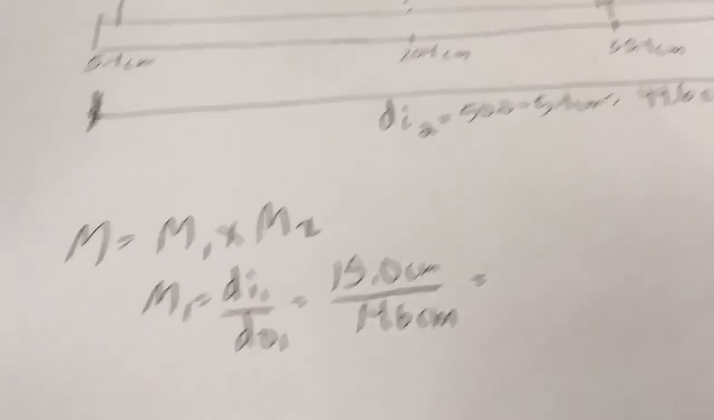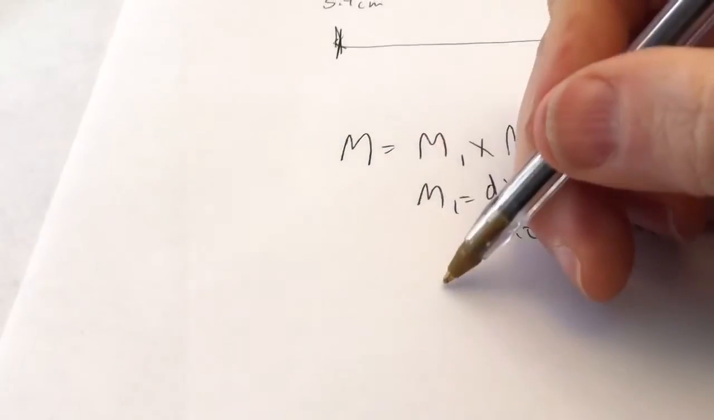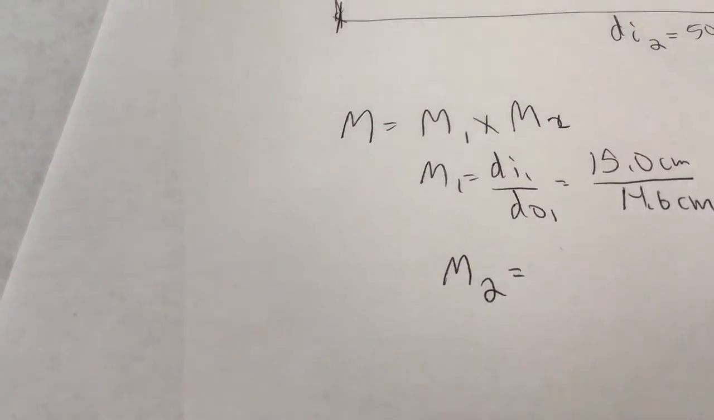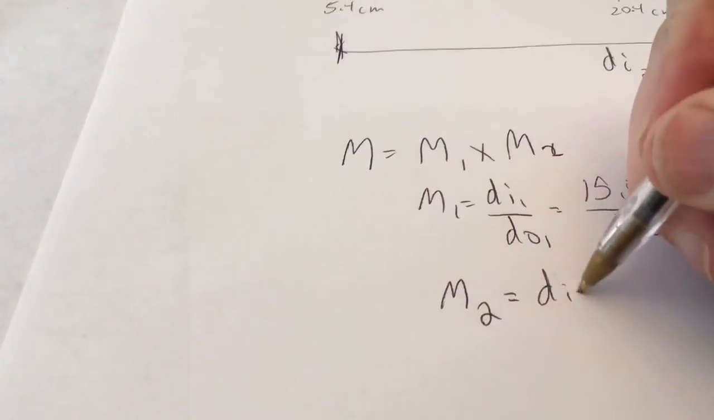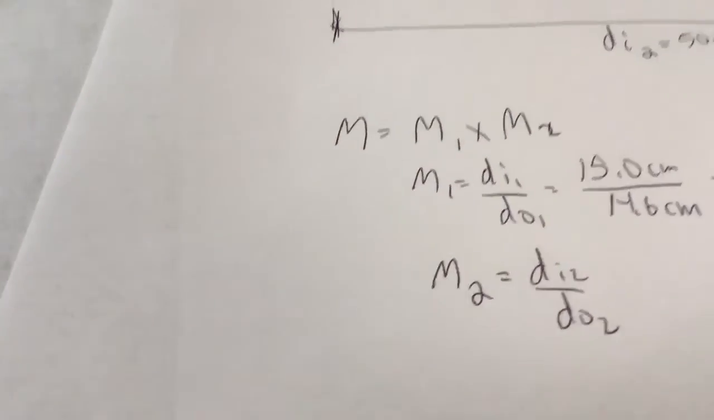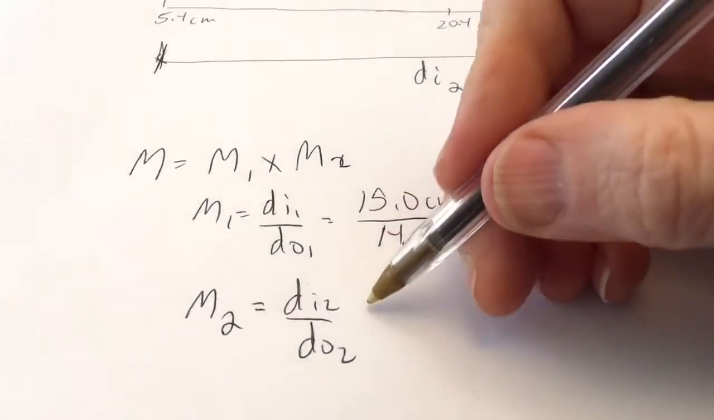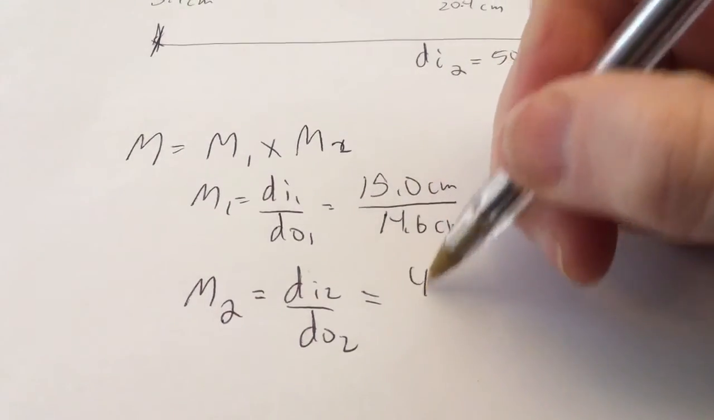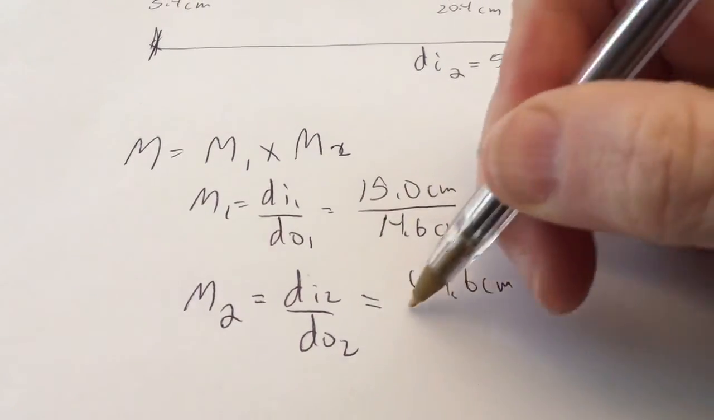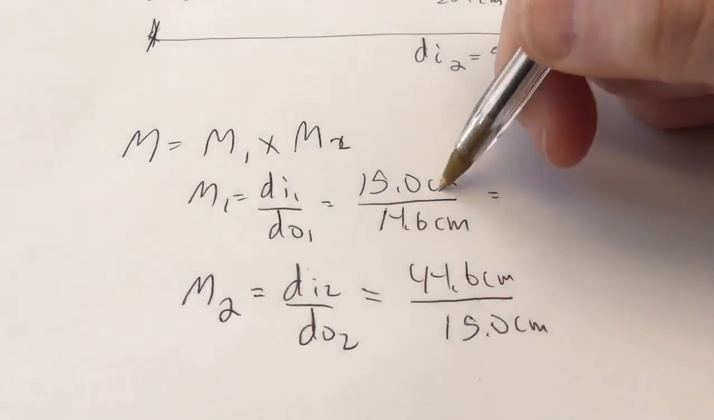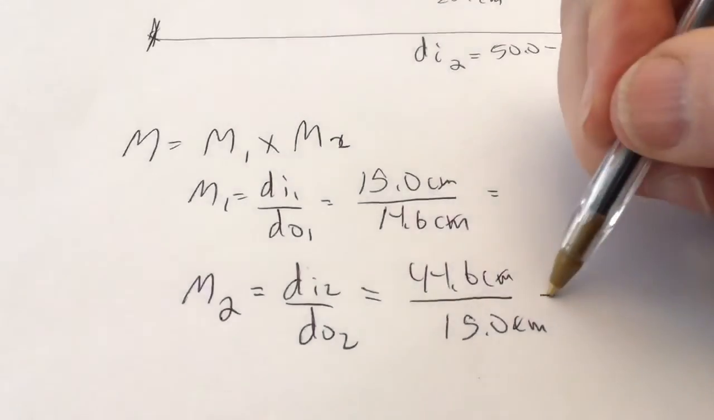So that's M1. The magnification M2, that's DI2 divided by DO2. In other words, it's the image over the object distance for the second lens. And again, we just had those. The image distance, remember that was the very long distance, 44.6 centimeters, and DO2 is 15.0 centimeters. And again, the centimeters all cancel out, so magnification becomes unitless.